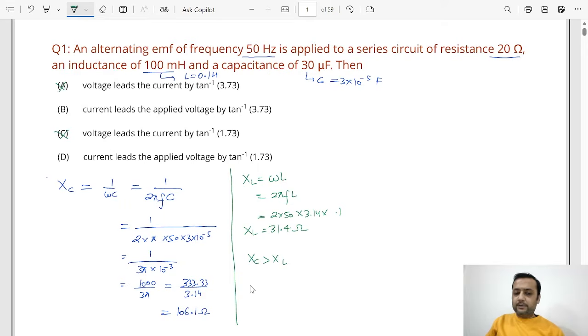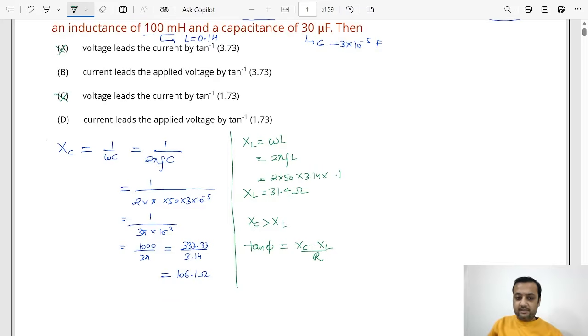If you have to calculate the phase difference between the current and the voltage, you can use the direct formula: tan phi is equal to XC minus XL upon R. So what is the value of this? XC is nearly 106.1 minus XL is 31.4, upon R, which is 20. If you do this math, 106 minus 31 will be 75, but because of the carryover, it will become 74.7. So 74.7 upon 20 will be 7.47 upon 2, so it will be nearly 3.73. That will be the value of this.